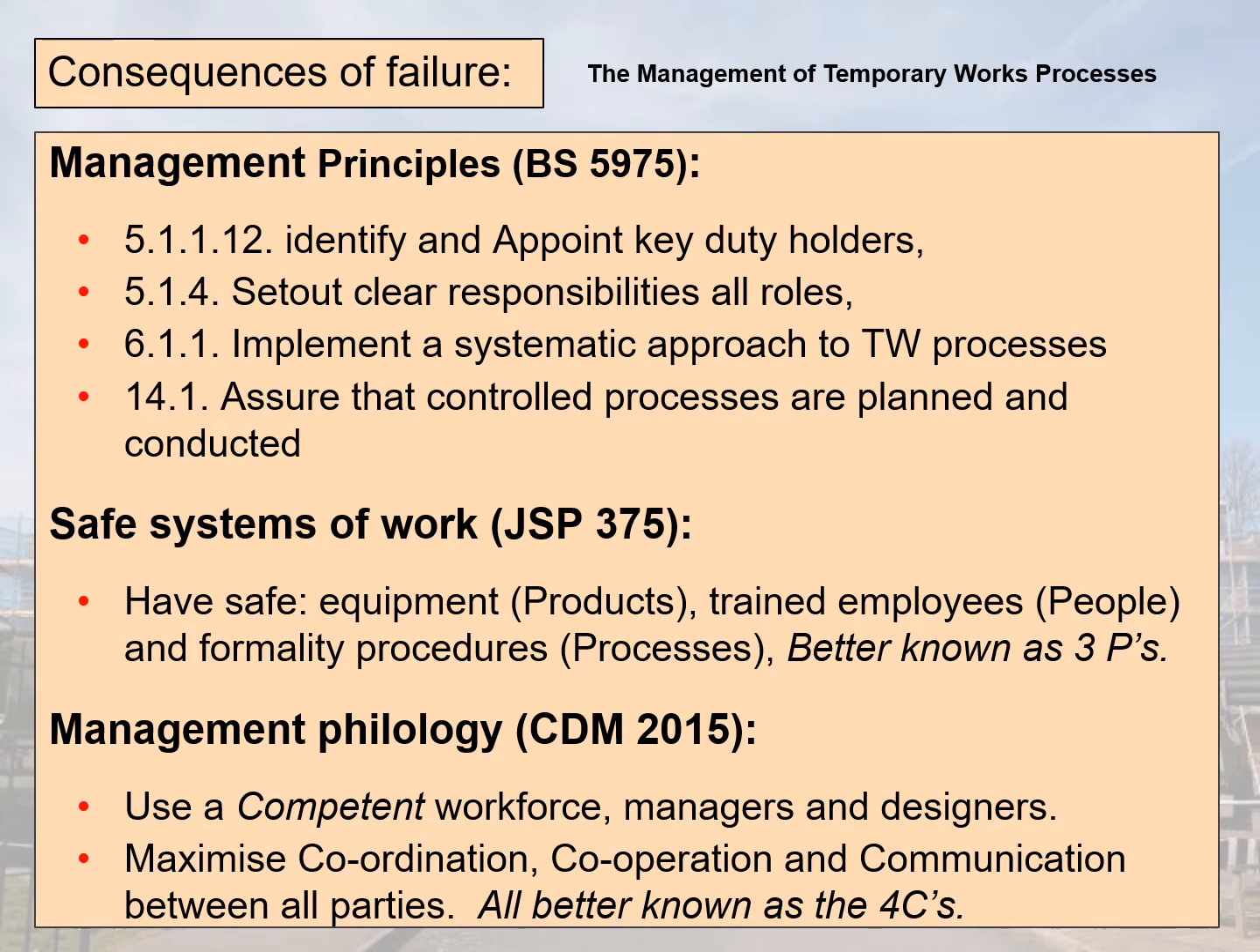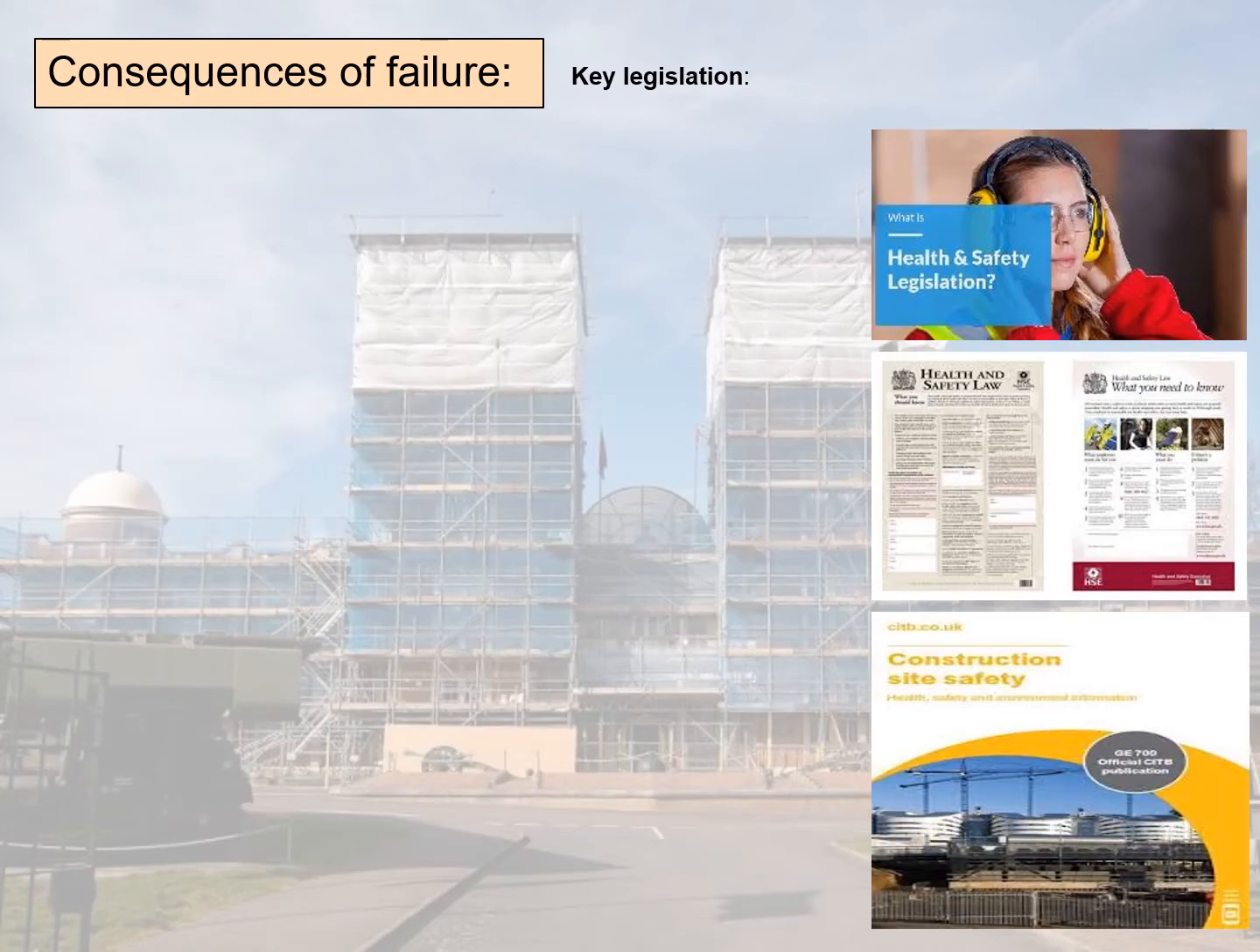BS 5975 outlines this as understanding the product, people and process, which all must work together within communication, cooperation, coordination with competent people within that process. The management of temporary works must also align itself to primary and secondary legislation.